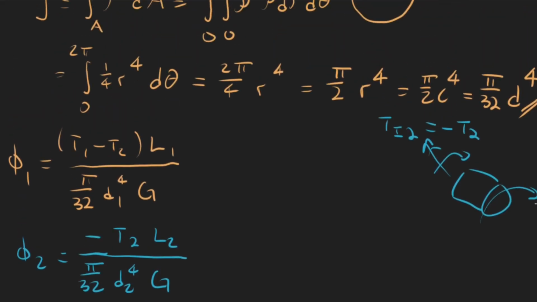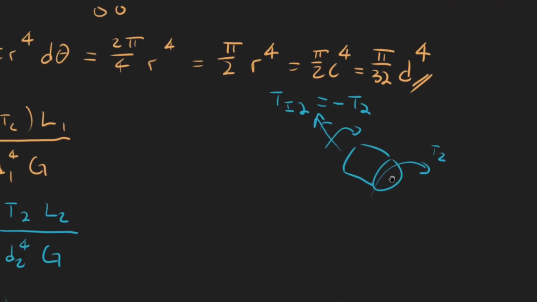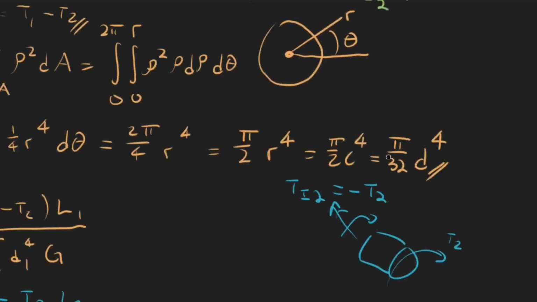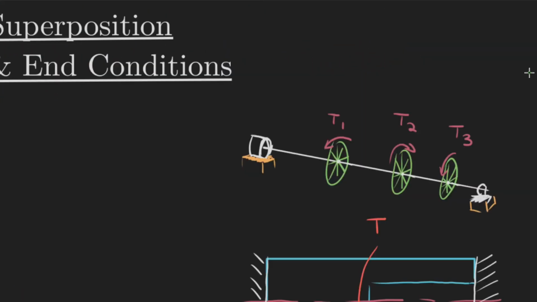And then on this side right here, this is the free body diagram. Basically, we just have a T2 applied at the end, and then our internal torque then has to be negative T2. Now real quick, just some things to keep in mind that can help you when you're solving problems are the idea of superposition and end conditions.